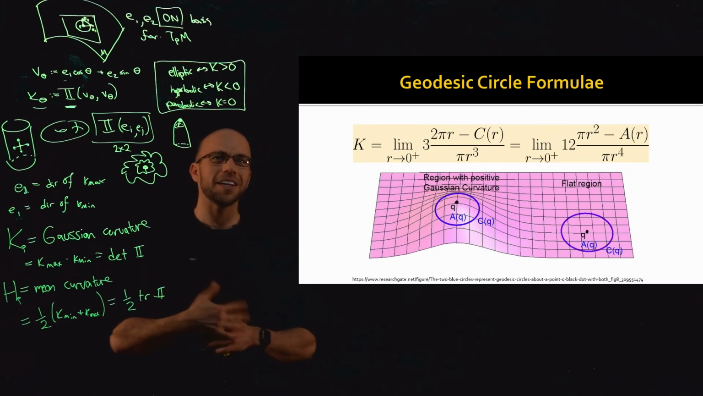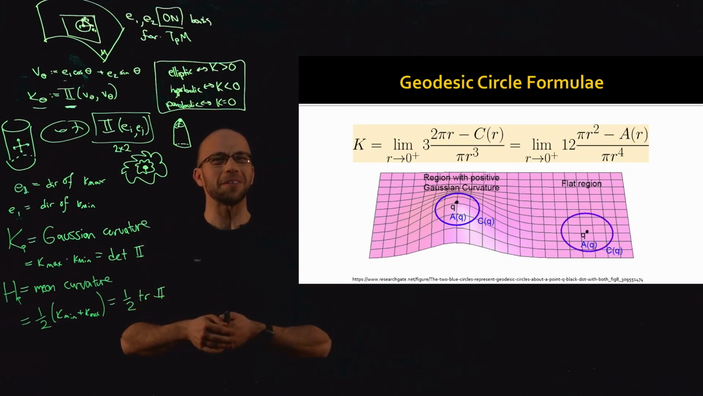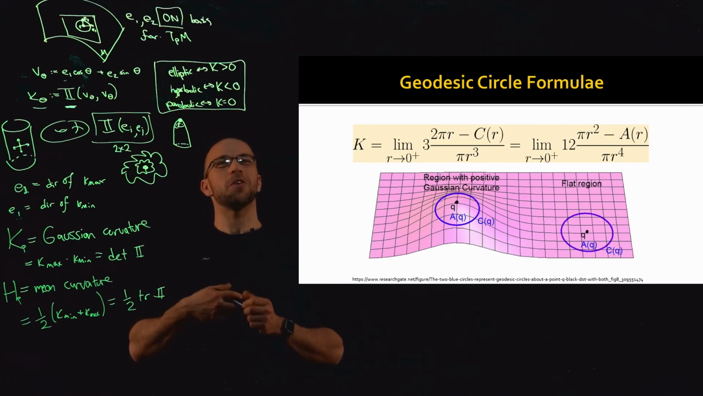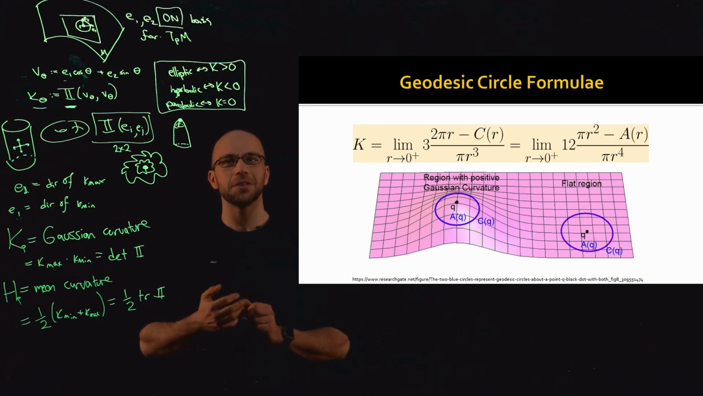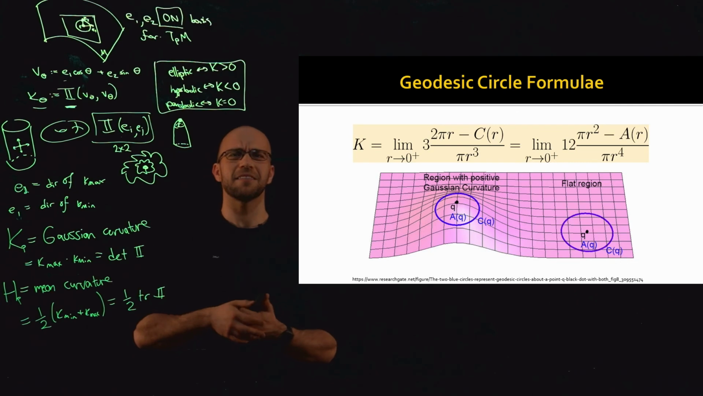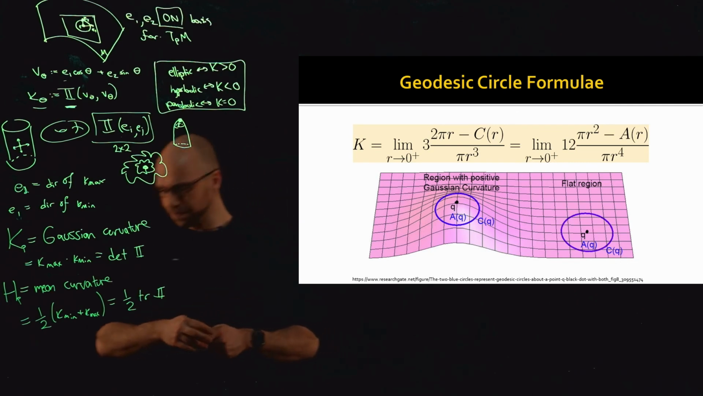So anyway, I encourage you to spend some time on the internet reading about different formulas for mean and Gauss curvature. There's a ton of them. In a supplemental video, we're going to show one particularly important one for mean curvature involving the first variation of surface area. But that's an involved calculation, so I'm going to separate it out from our discussion here.